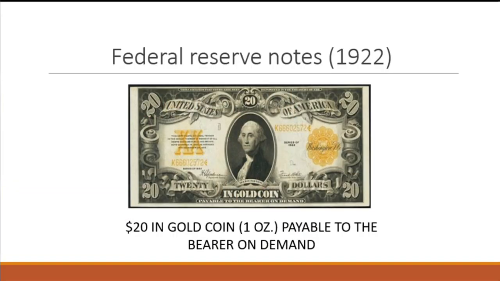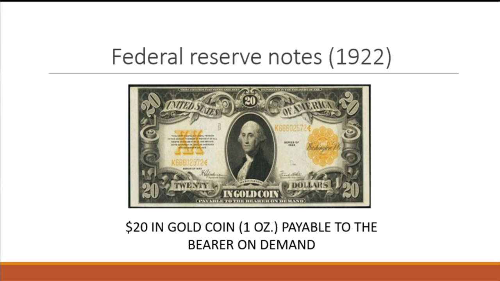All right. So when we go to the monopoly on note issuance, we can show that you've got Federal Reserve notes. When the Fed was created, they would issue these notes. They look just like our cash. And again, you might not be able to read the fine print, but it says $20 in gold coin. So again, that's 1 ounce, payable to the bearer on demand.